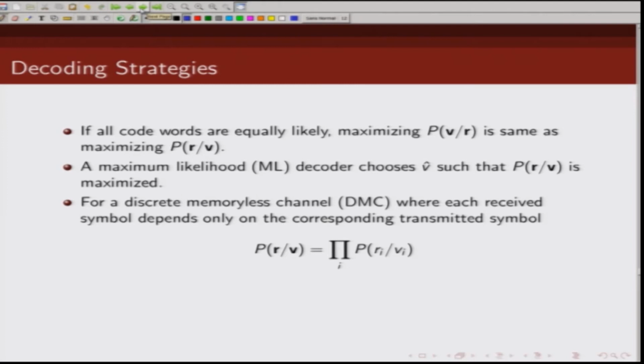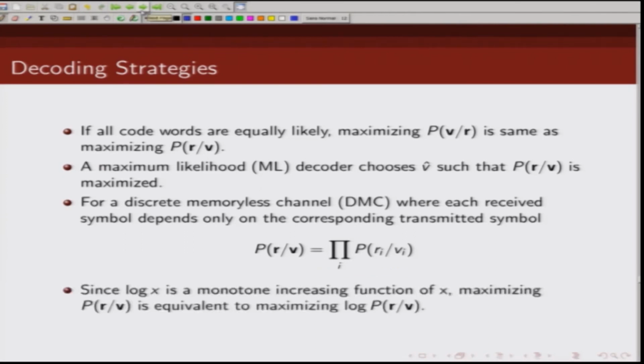Now, if we consider that our channel is a discrete memoryless channel, we can write the probability of the received sequence R given the transmitted sequence V as a product of these individual probabilities. If that happens, then we can further simplify our maximizing criteria. Maximizing this is the same as maximizing this.